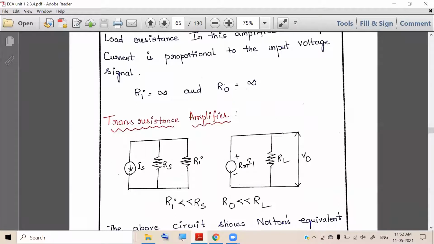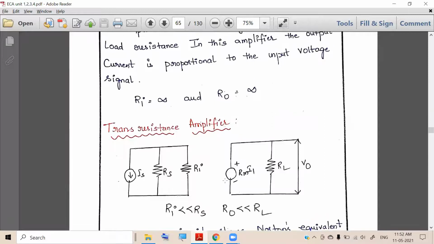So input is current, so we will represent a current source. You can draw this arrow pointing upward. So Is, Rs, Ri similar to the current amplifier. Here we can draw similar to the voltage amplifier. We should draw Ro here, there is Ro missing. Then here we are representing it as Rm into Ii.